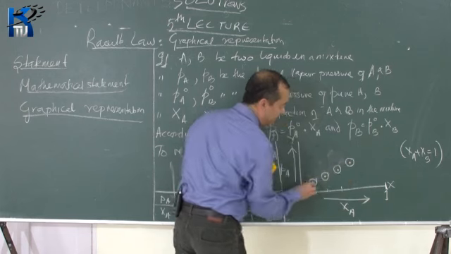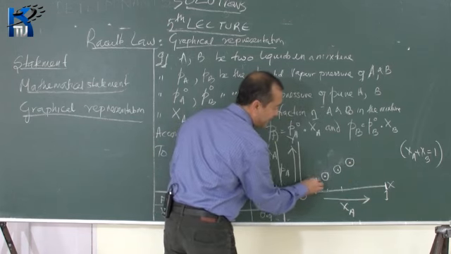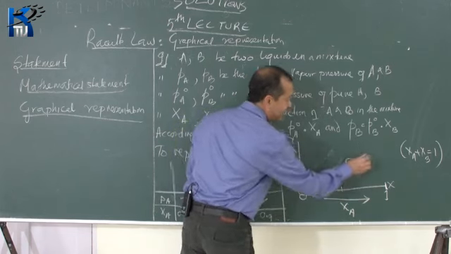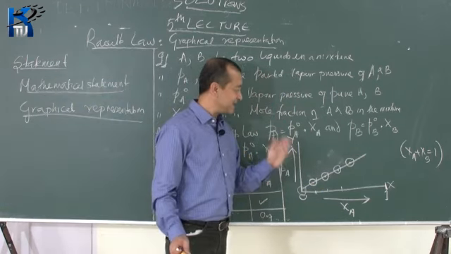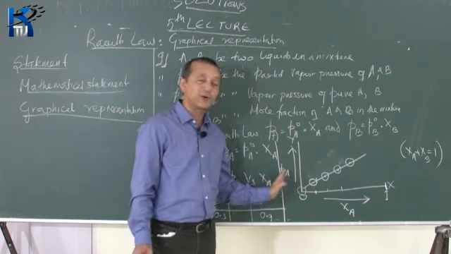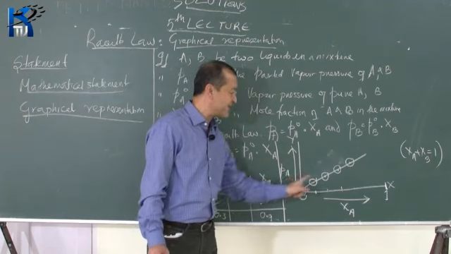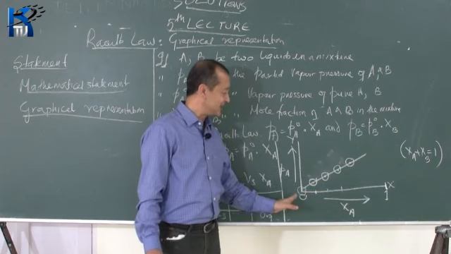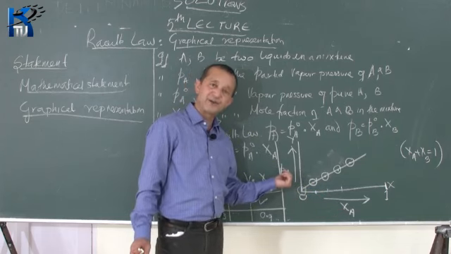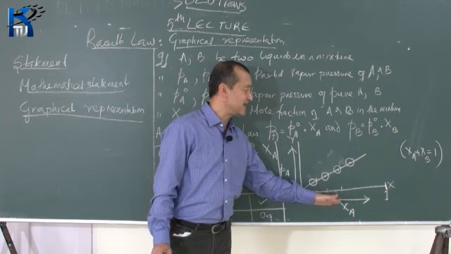If you join these points, you get a straight line. So experimentally, this is the type of graph you get when you plot PA versus XA, taking the y-axis as partial pressure and the x-axis as the mole fraction.